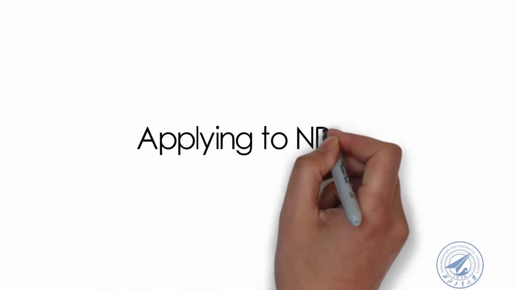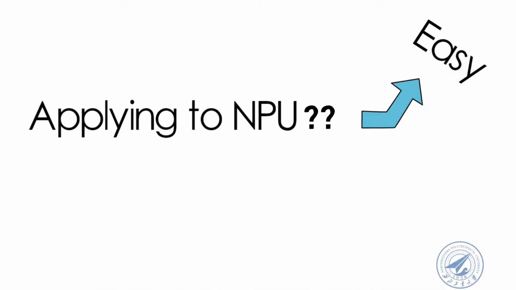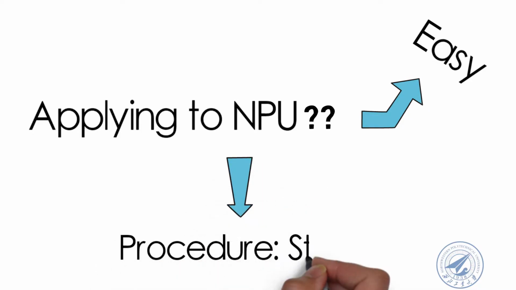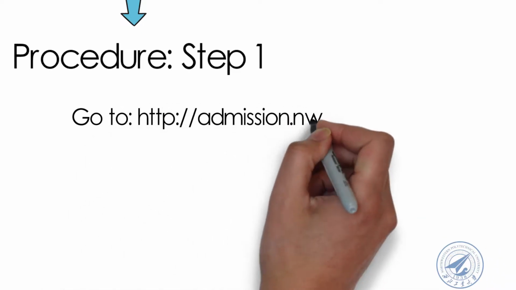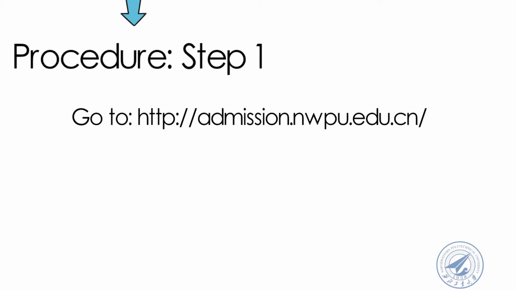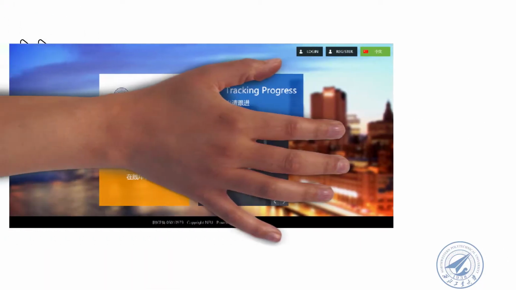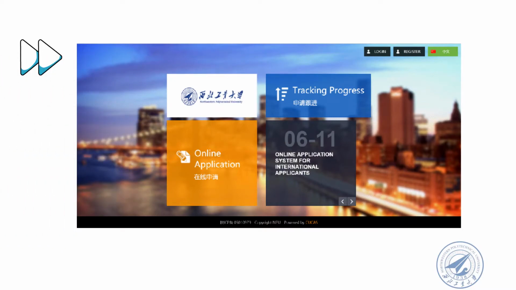Applying to NPU is quite easy. You may go through some steps to complete your application. Step 1. Open the following link, that is admission.nwpu.edu.cn. When this page comes up, click on the online application.